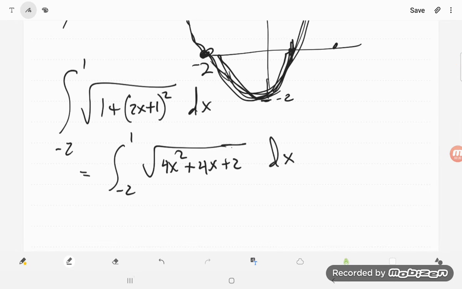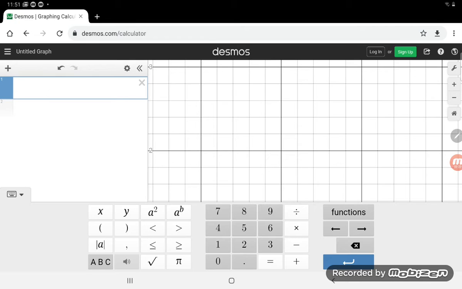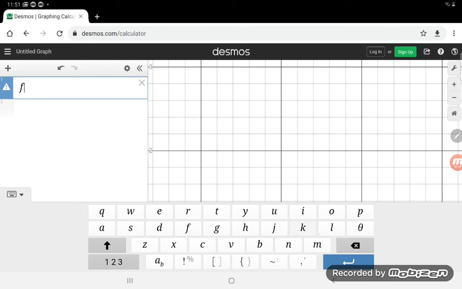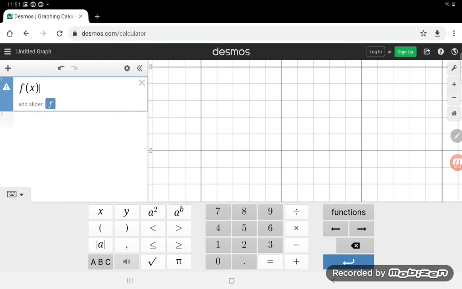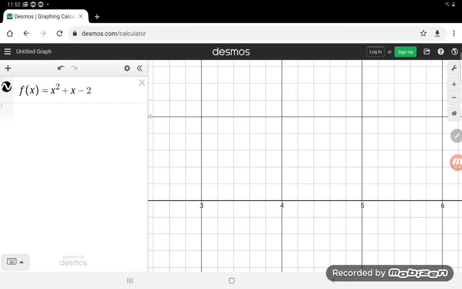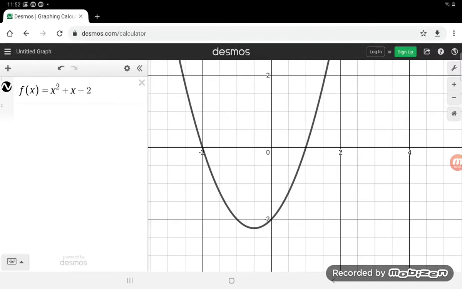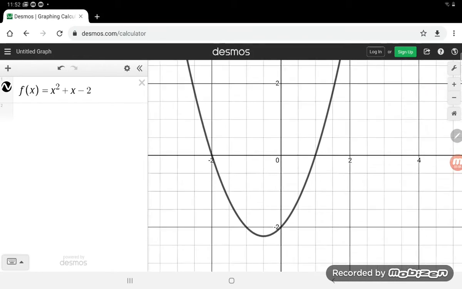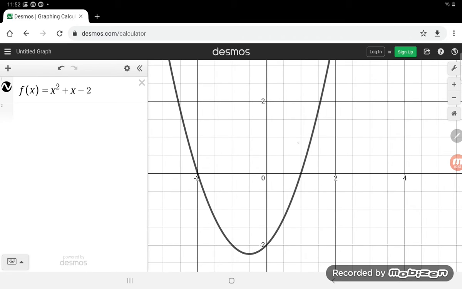And so we go here, and I can put in my f of x. I hadn't done that in this case. f of x is equal to x squared plus x, and then minus 2. So there's my function somewhere. There we go. All right, and there's our picture as we had it. And again, we want to get that arc length.